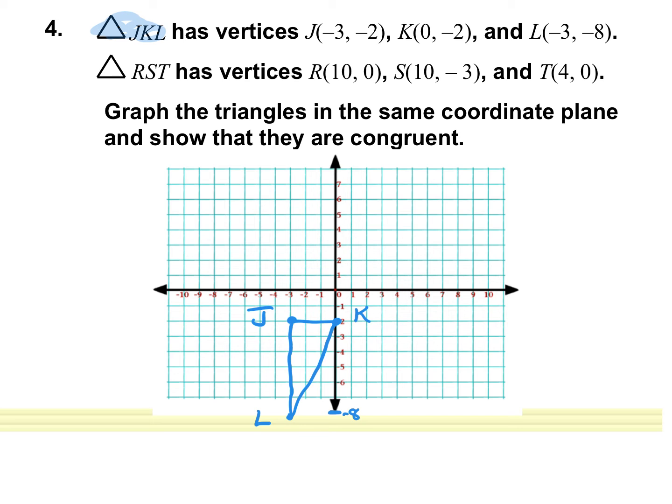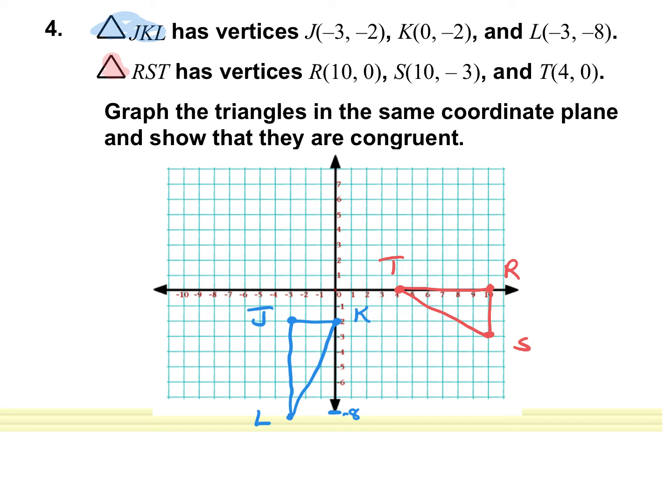And then I'll do the next one. I'll do it in red, RST. So R is at 10, 0. S is at 10, -3. And T is at 4, 0. Connect my points. Now, these two triangles, I need to test out to see if I can prove them congruent either by side, side, side or hypotenuse leg.